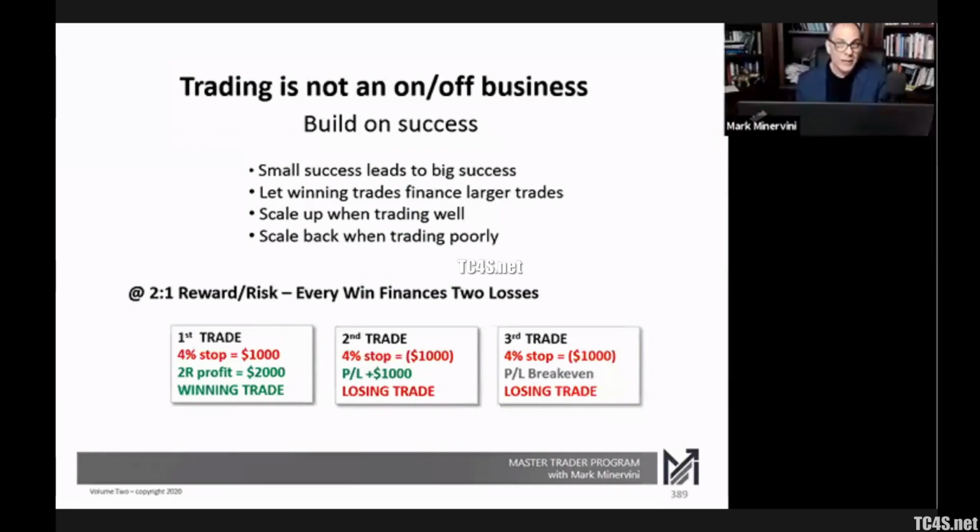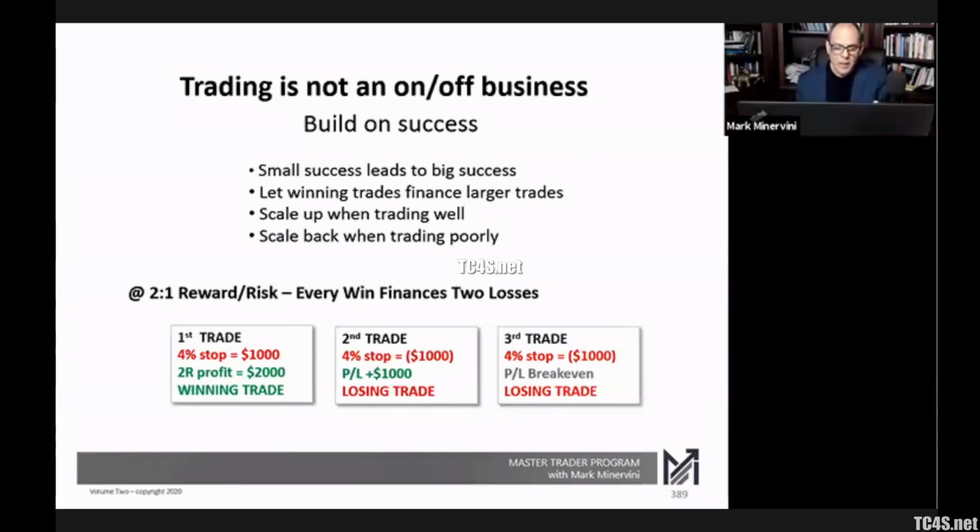Let winning trades finance your larger risk. So you start off with maybe some smaller risk, and then as you get winning trades, you can increase that risk. Now, the key is that you want to scale up when you're trading well and scale down when you're trading poorly. It works the same in the opposite. When you're doing poorly, you're going to scale back.